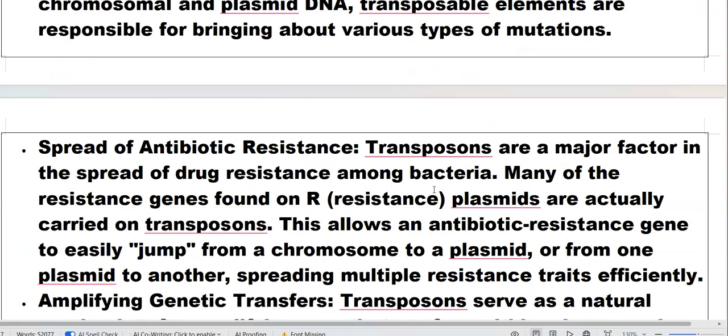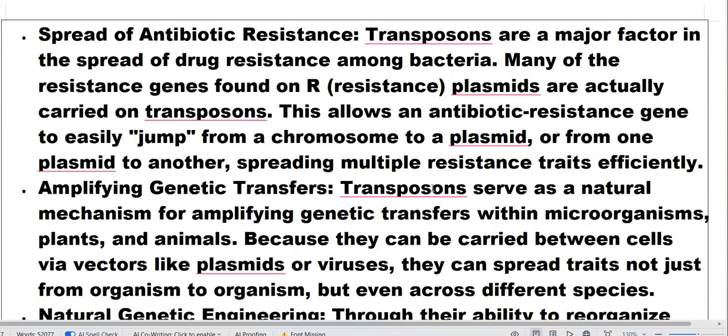Spread of antibiotic resistance. Transposons are a major factor in the spread of drug resistance among bacteria. Many of the resistance genes found on R plasmids are actually carried on transposons. This allows an antibiotic resistance gene to easily jump from a chromosome to a plasmid or from one plasmid to another, spreading multiple resistance traits efficiently.